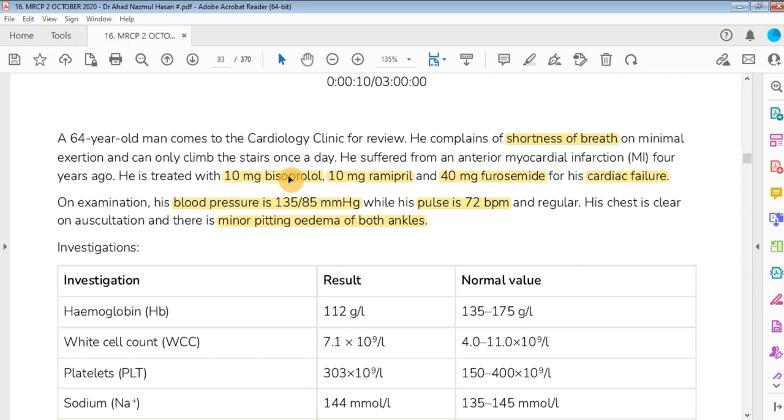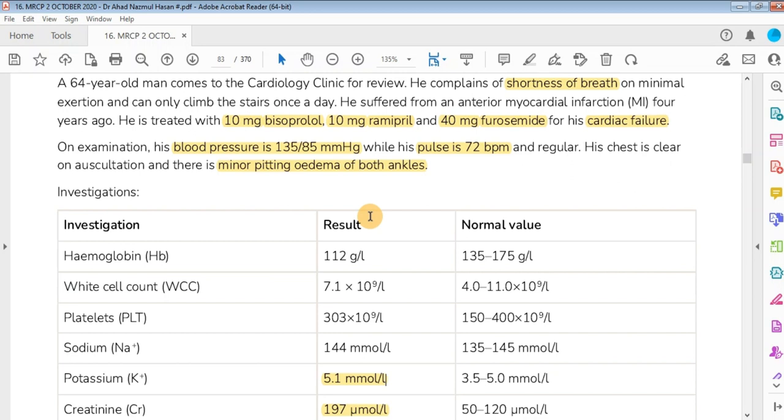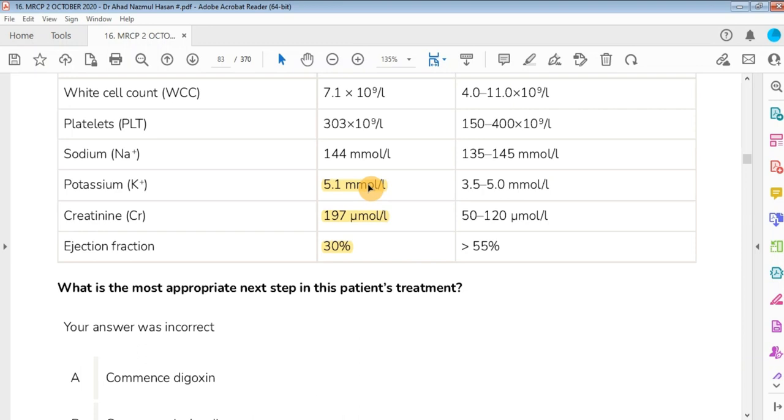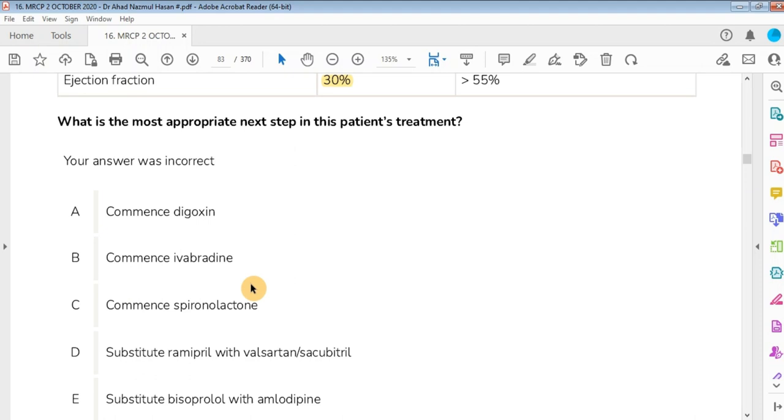So this patient is already getting the A plus B treatment. So we can go for the second line aldosterone antagonist, but since the patient is having the features of hyperkalemia, and the potassium sparing diuretics will further lead to hyperkalemia as well. So we can't go with the spironolactone.